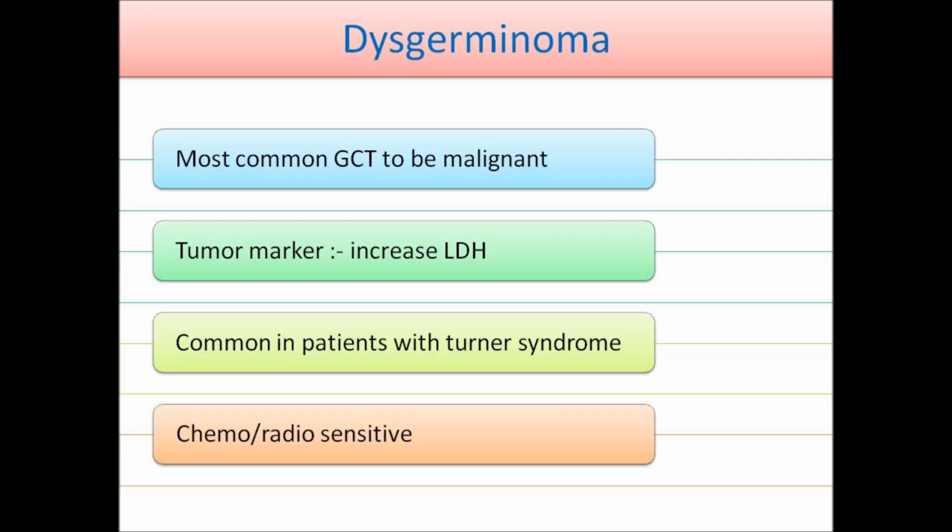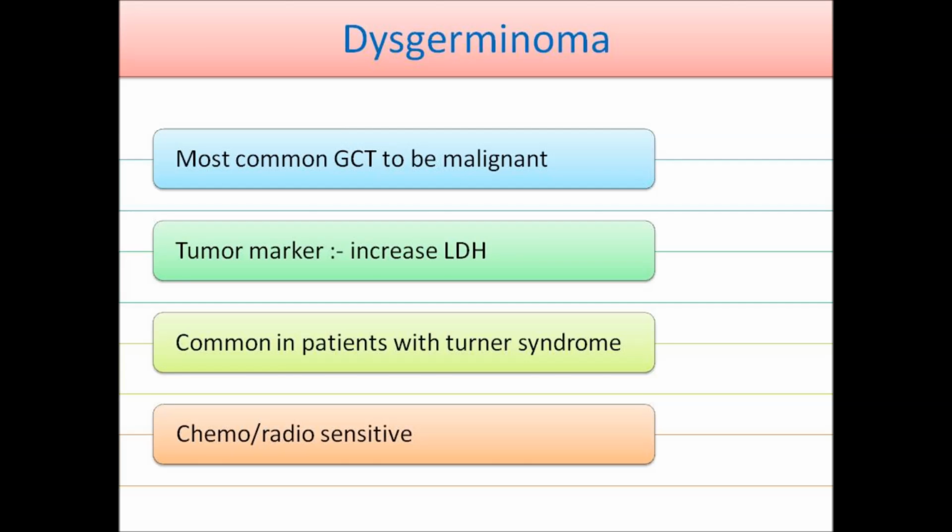So the patient may present with streak genitalia and with an ovarian mass. This is the dysgerminoma, and the tumor is chemo and radiosensitive. The male counterpart of dysgerminoma is known as seminoma, which is a common testicular tumor in males.